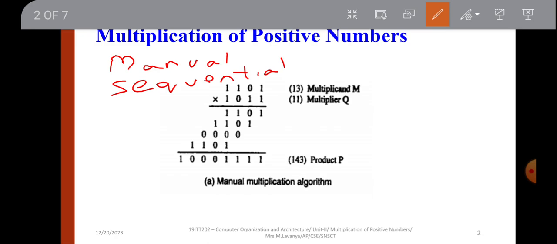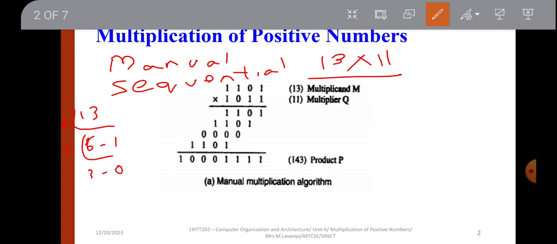In this, the multiplicand value is 13 and the multiplier value is 11. The first step is we have to convert both the numbers into binary equivalent. 13 divided by 2 is 6 and balance 1. Then 6 divided by 2 is 3 and balance 0. Divided by 2, again it is 1 and balance 1. We have to write in this order, so it is written as 1 1 0 1.